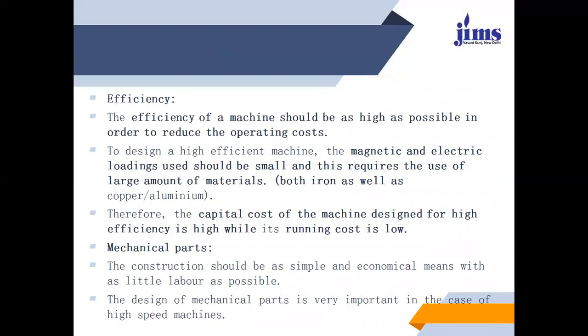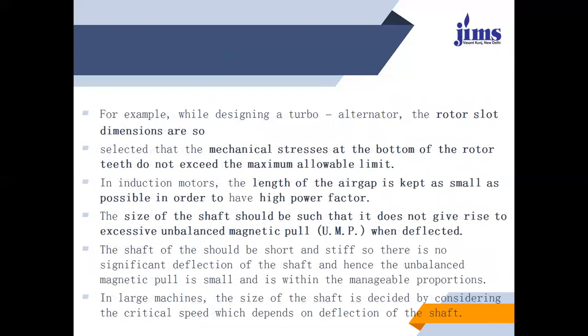Mechanical parts of the machine: the construction should be as simple and economical as possible, with as little labor as possible. The design of mechanical parts is very important in the case of high-speed machines. For example, while designing a turbo alternator, the rotor dimensions are so selected that the mechanical stresses at the bottom of the rotor teeth do not exceed the maximum allowable limit. A turbo alternator means that if the rotor is rotating at more than 3000 rpm, then it will come under the turbo category.